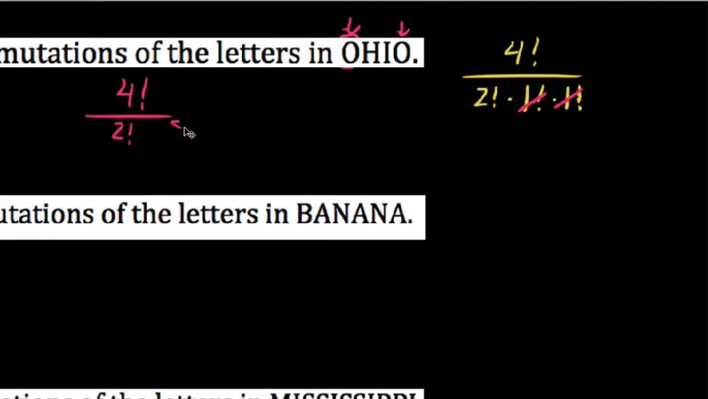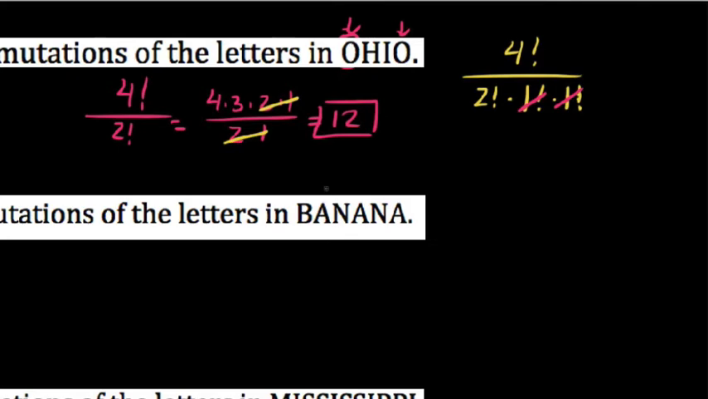Now, simplifying this, we get 4 factorial is, of course, 4 times 3 times 2 times 1 over 2 factorial, which is 2 times 1. And our 2 and 1 here cancel out 2 and 1 here. We get 4 times 3. This means that there are 12 distinguishable ways you could rearrange the 4 letters in Ohio.